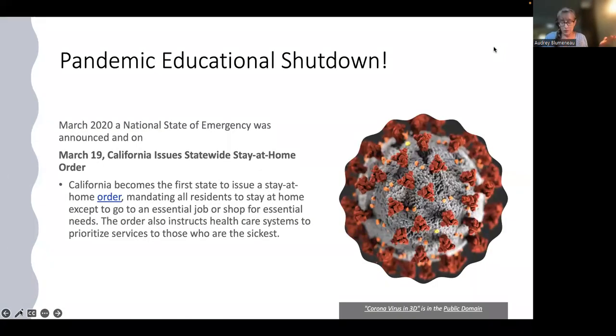So March 2020 is certainly something that's been burned into my brain. I don't know where you all were at, but it was that month that a national state of emergency was announced. And essentially on March 19th, California issued its statewide stay-at-home order. We were actually the first state to issue that stay-at-home order, essentially mandating that we all had to stay at home unless you had an essential job or you had to shop for essential needs. And so this really hit educators and students in a big way.